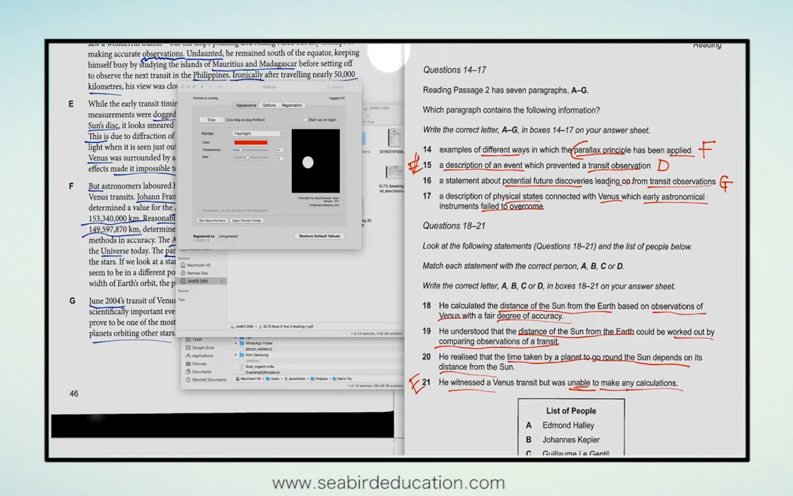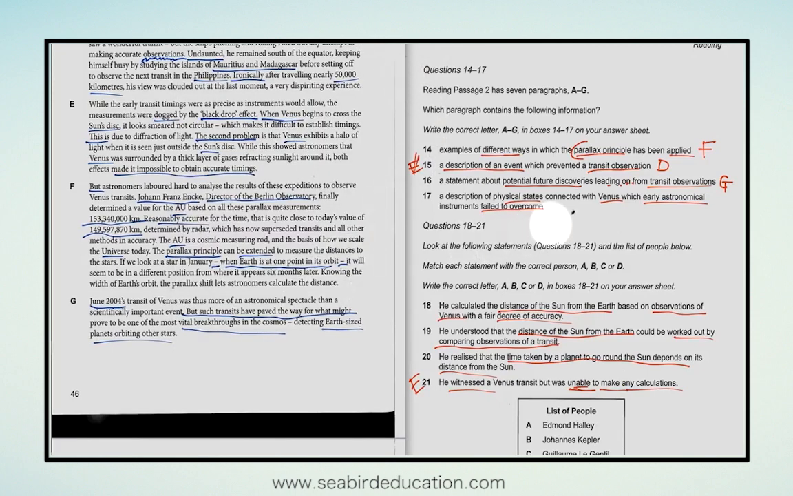Okay, sorry about that. Okay, and then a description of physical states connected with earlier. Failed to overcome. Okay, there we have this black drop effect. So that's E there. Because of this, Venus exhibits a halo of light when it's seen outside the sun's disk. Thick layer of gases, that's the problem. So it's got this thick layer of gases.